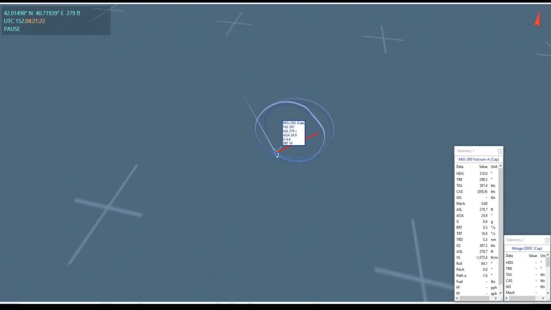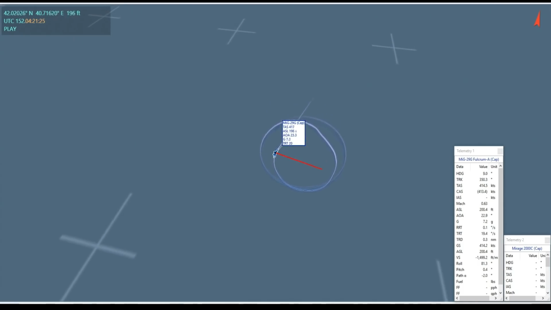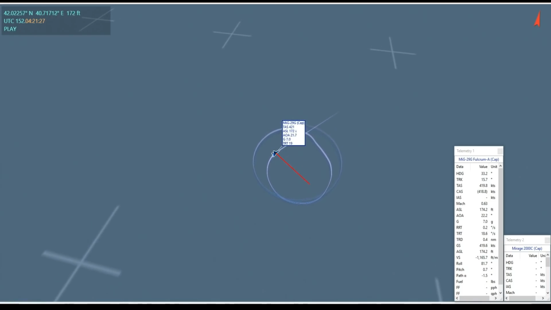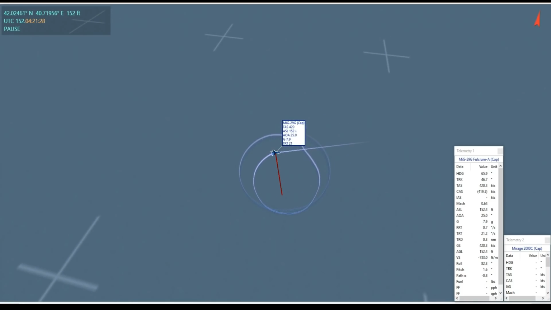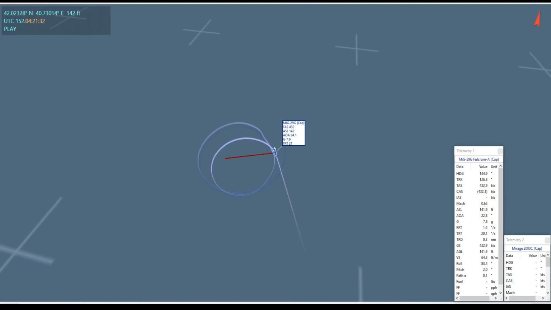So, 90 degrees, 400 knots. 420 knots, 90 degrees per second. 420 knots, sustained, 8G, 21 degrees per second. Or was that a spike? It may have been a spike.